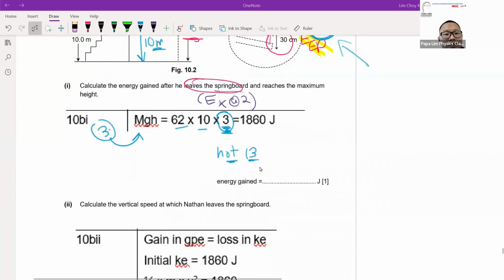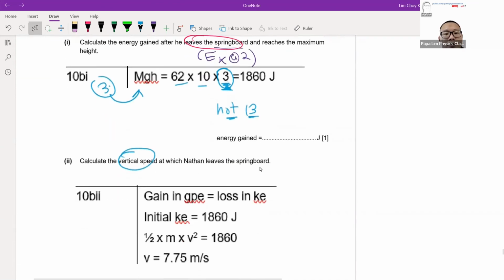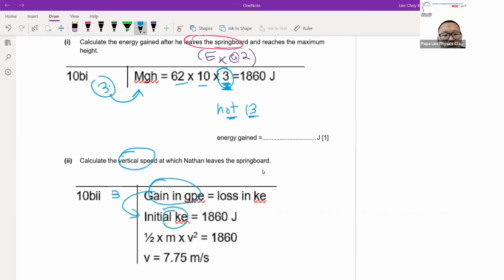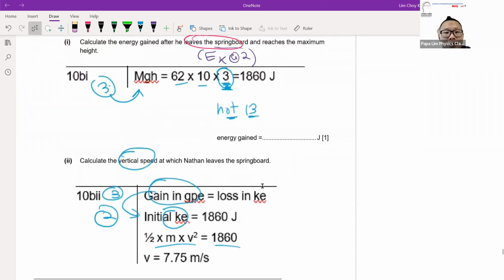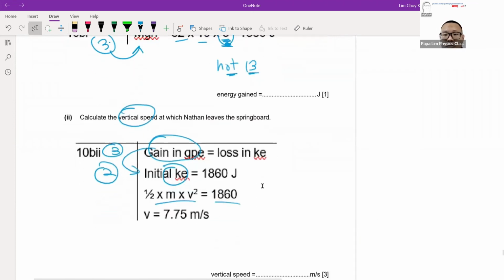Calculate the vertical speed. Okay, so like I mentioned before, the potential energy is converted. The potential energy at the top comes from where? It's converted from the kinetic energy at the boards. This is what we mean by position 3 and position 2. Okay, and same thing, energy is conserved. So kinetic energy is equal to the potential energy, which is half mv squared equal to 1,860 joules. You use algebra, you look at the answer to be 7.75 meter per second.